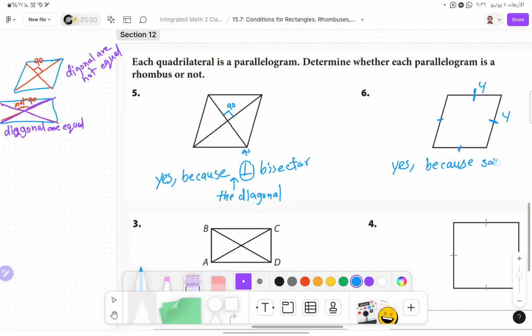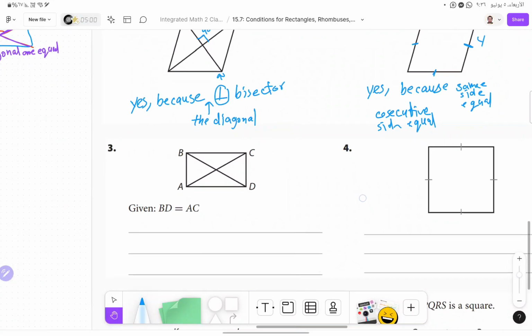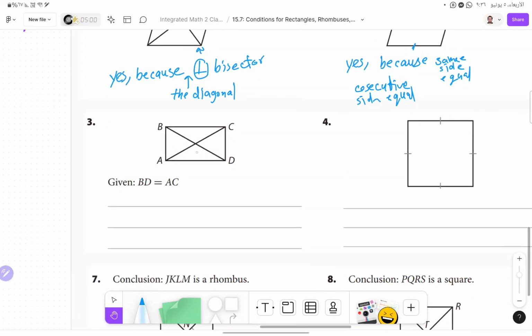You can just say same side equal, or you can just say because consecutive sides are also equal. You are free to write which one you want. Okay, next question, is this one a rectangle?